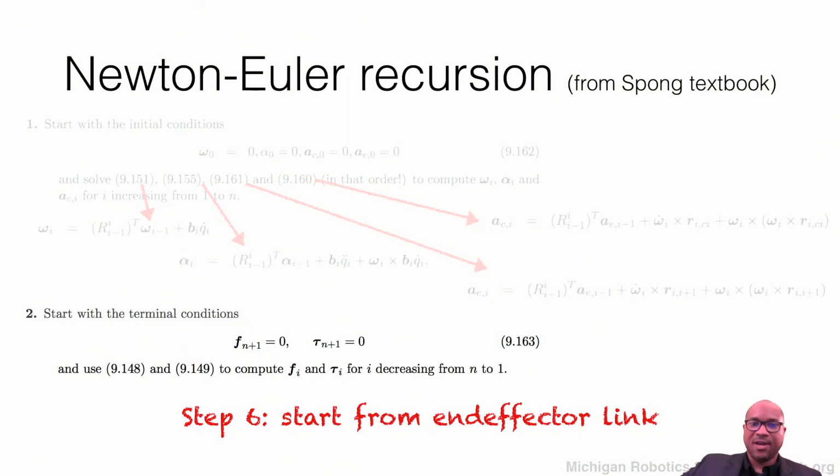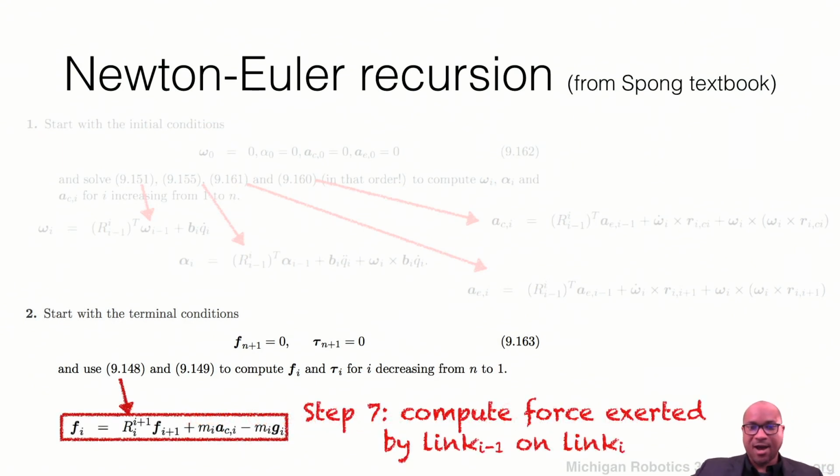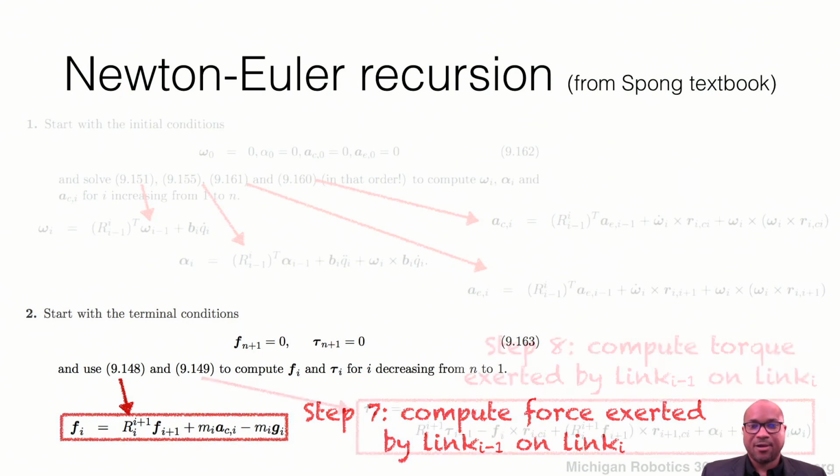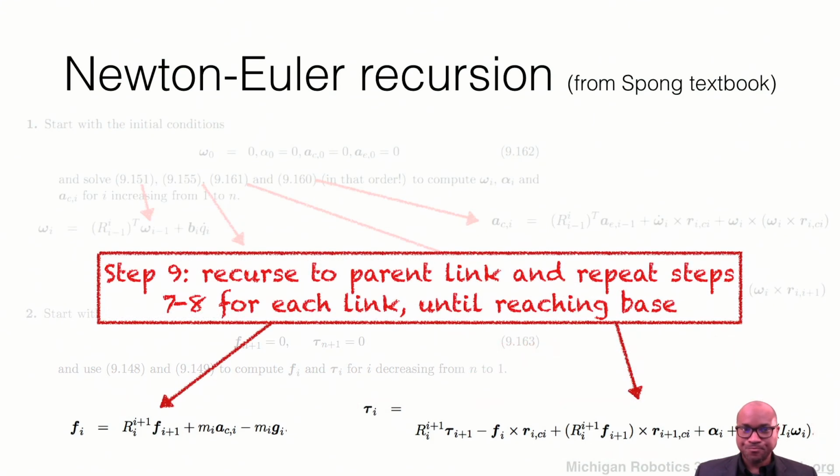Once we get to the end effector, we're going to come back and update forces. We start from our end effector link and compute the force exerted by link i minus 1 on link i, from the outboard link to the inboard link. Then we compute the torque that's exerted. Those forces will recurse from the end effector link all the way back to the base, and that will update the forces that are being applied in the system.